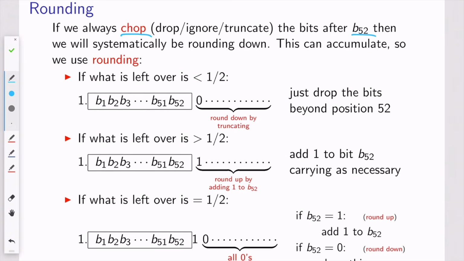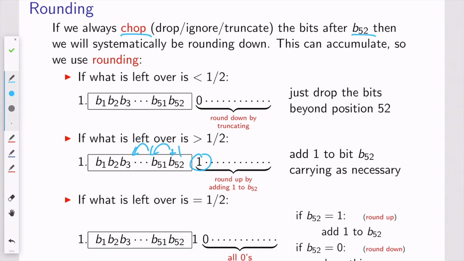So what you do is you put the number in this form, and if what's left after the 52 bits in the mantissa starts with a 0, then you drop them. If it starts with a 1, like here, then what you do is you get rid of all that stuff, but you add 1 to the bit in position 52, and of course that may cause you to have to carry other bits over, like carrying when you do addition. So that's a thing that can happen.